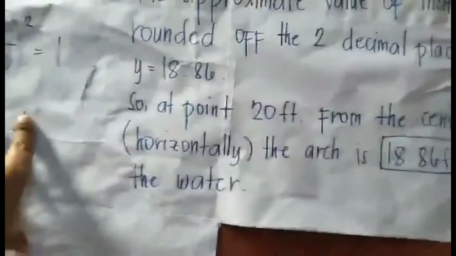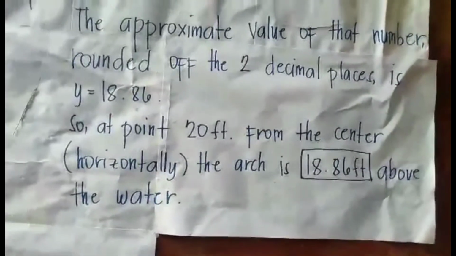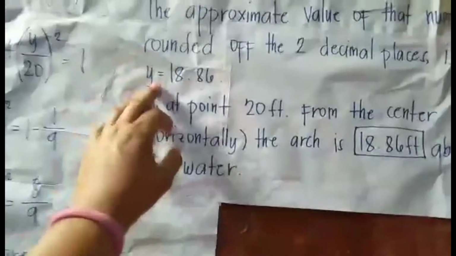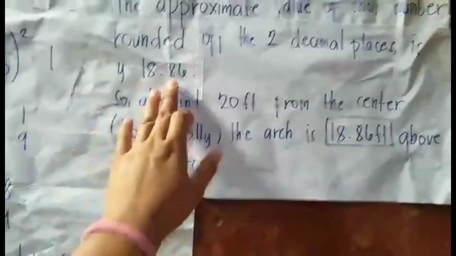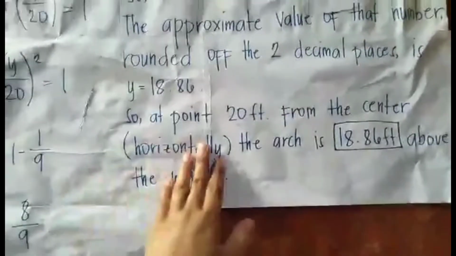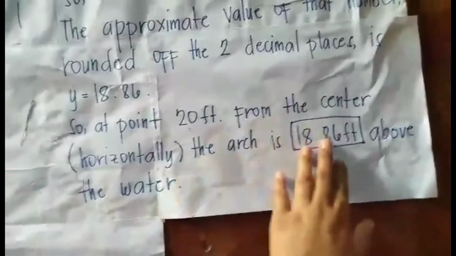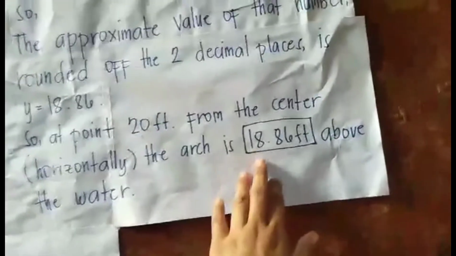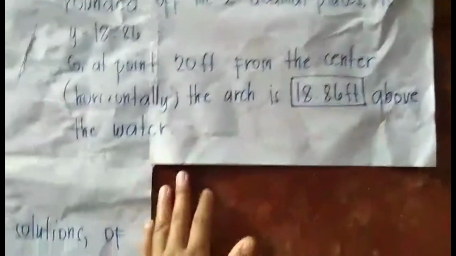So, the approximate value rounded to 2 decimal places is y equals 18.86. So, at a point 20 feet from the center horizontally, the arch is 18.86 feet above the water.